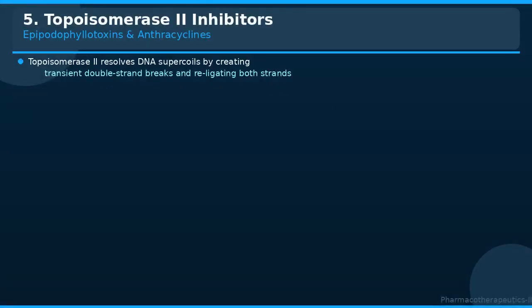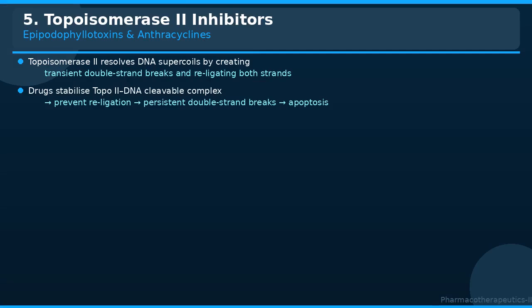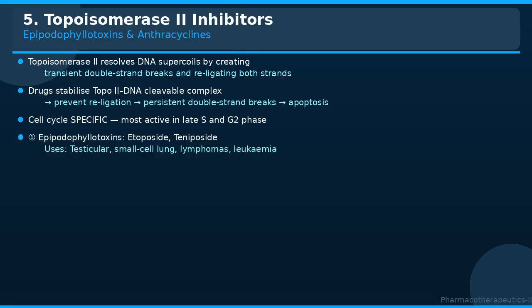Now let us discuss topoisomerase II inhibitors. Topoisomerase II is essential for resolving DNA supercoils and for chromosome segregation during cell division. It does this by creating transient double-strand breaks, passing another DNA segment through the gap, and then religating the strands. Topoisomerase II inhibitors stabilize the cleavable complex. The enzyme is bound covalently to the broken DNA ends, preventing religation and causing persistent double-strand breaks that trigger apoptosis.